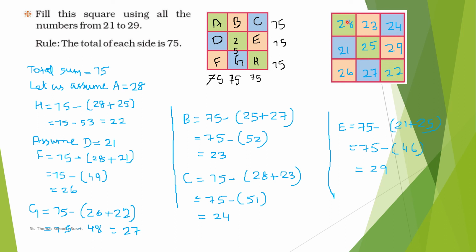You can just see the total of diagonals are also 75. See the diagonals. 28 plus 25 plus 22 is also 75. And the other side, that is 24 plus 25 plus 26 also gives you 75. So just do it.